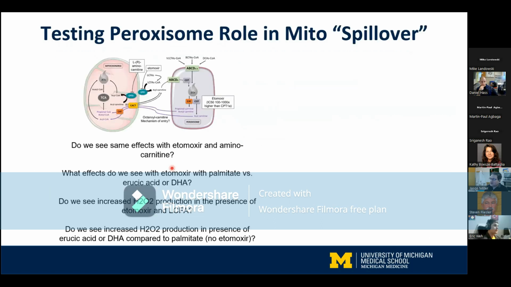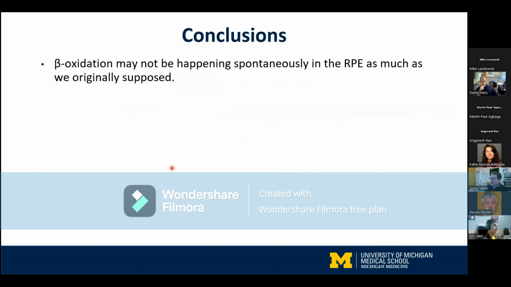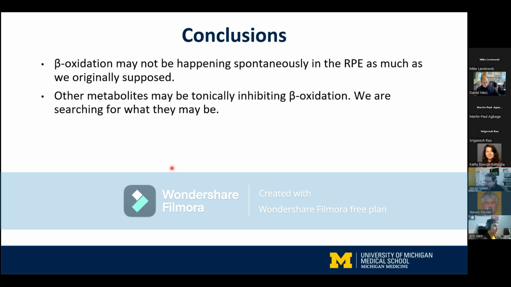So I know I'm over time, or just at time, and so I'm going to skip these last couple of slides and just get to the conclusion. Our conclusions then are that beta oxidation may not be happening spontaneously in the RPE as much as we originally supposed, and I presented some in vitro and then some corresponding genetic in vivo data to support that idea.